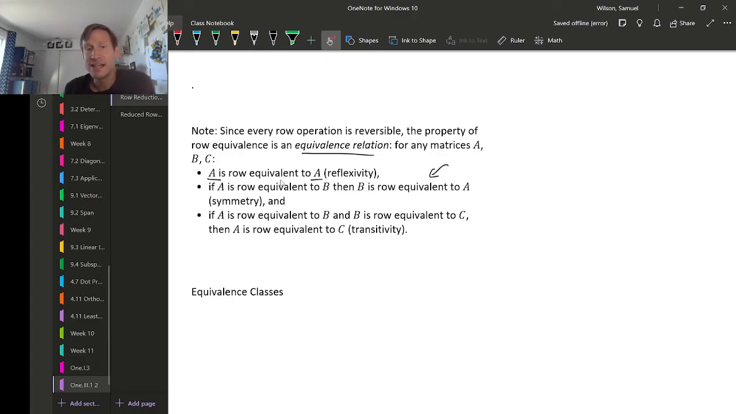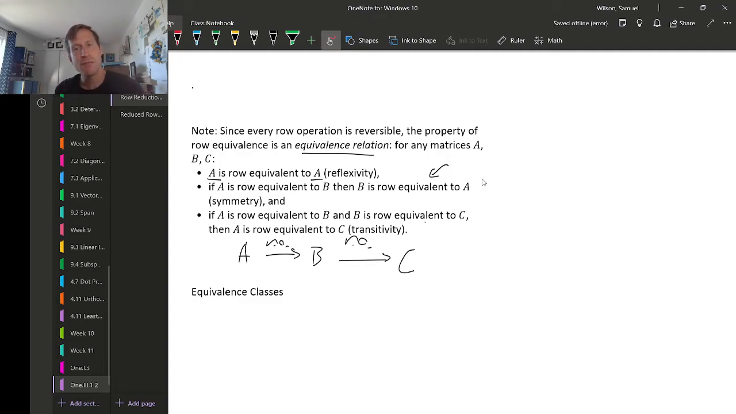And then lastly, if A is row equivalent to B and B is row equivalent to C, then A is row equivalent to C. That's called transitivity. And this is true for row equivalence because, remember, saying A is row equivalent to B just means that there are row operations we can do to get from A to B. And then if B is row equivalent to C, again, that means there are row operations that get us from B to C. And then we can just do all of these row operations one after the other, and we'll get all the way from A to C. So row equivalence is also transitive.